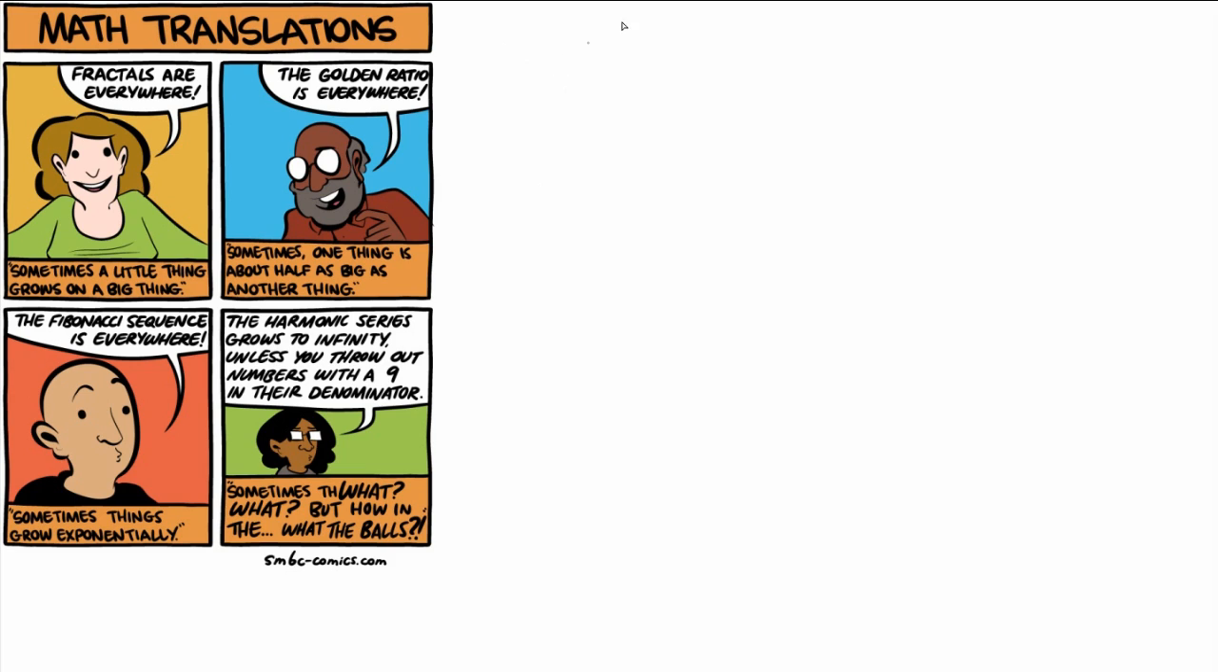So the harmonic series, if you don't know, is this, which does not converge. It goes to infinity. So it would just be 1 over 1, plus 1 over 2, plus 1 over 3, plus 1 over 4, dot dot dot. That goes to infinity. And so the question is, if you take out all numbers with a digit 9 in their denominator, they'll actually converge. And the question is how to prove that.